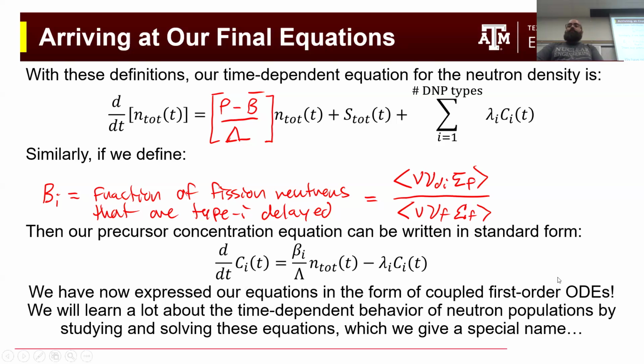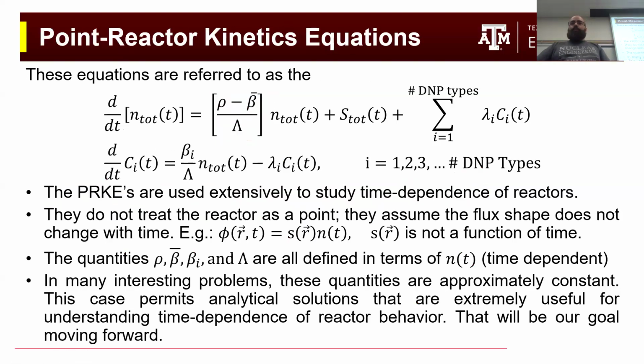These are now coupled first order ODEs, and that means that we have a good chance of solving them, especially because a lot of the terms that appear in these equations can be treated as constants. So these two groups of equations are what we call the point reactor kinetics equations.